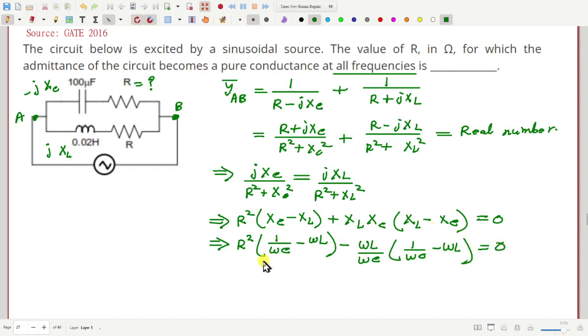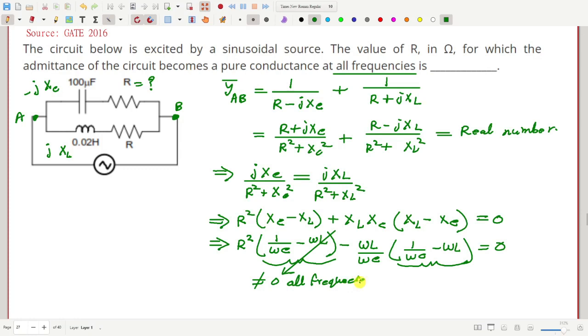Now I will take this part out as common, because this term is not equal to 0. This term cannot be equal to 0. Why cannot it be 0? Because this condition has to be satisfied at all omega values. So if omega changes, this also changes. So even if it is 0 at one particular frequency, it cannot be 0 at all frequencies.